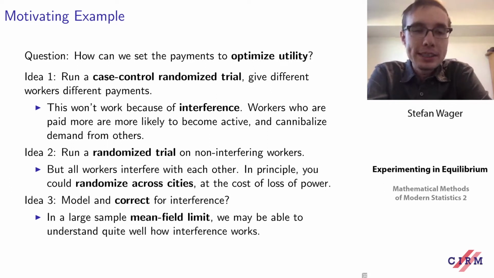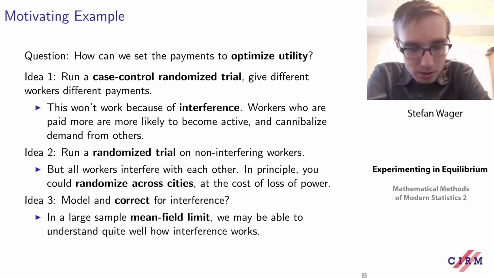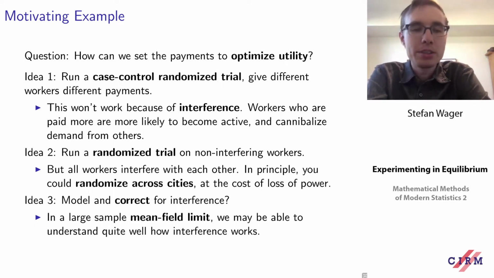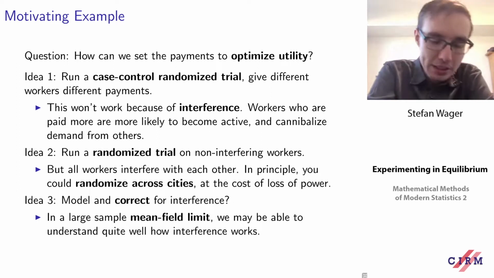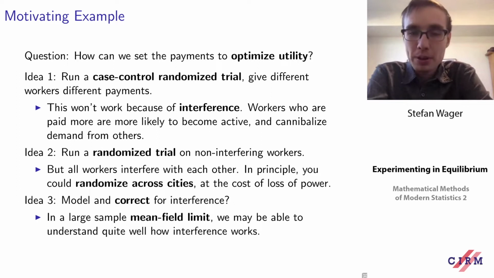So what they end up doing instead is they run randomized trials on non-interfering groups. Let's say you have one marketplace in San Francisco, one in Seattle, one in Chicago, and one in Boston. Then they'd assume that these marketplaces don't interfere with each other. So you'd set one set of conditions in San Francisco, another in Seattle. And this is fine. This properly deals with interference. But this is at a huge cost in statistical power.